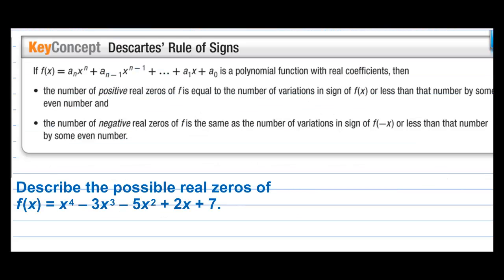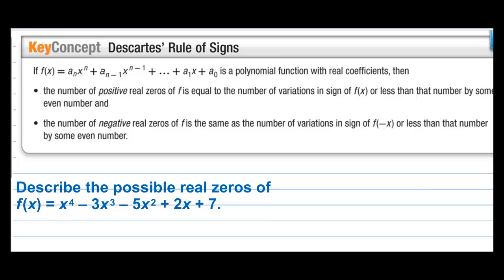Descartes' rule of signs. If f is a polynomial function with real coefficients, then the number of positive real zeros of f is equal to the number of variations in sign of f of x, or less than that number by some even number. The number of negative real zeros of f is the same as the number of variations in the sign of f of negative x, or less than that number by some even number.